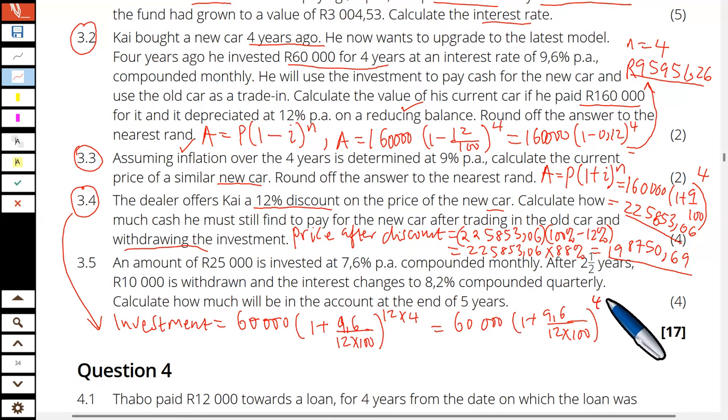And therefore, what is this here? This is exactly 87,954.24. So the investment of 60,000 is going to be worth like 87,000. So the 60,000 is going to be like 87,000. So how much does this guy need to pay? He needs to pay 198,750.